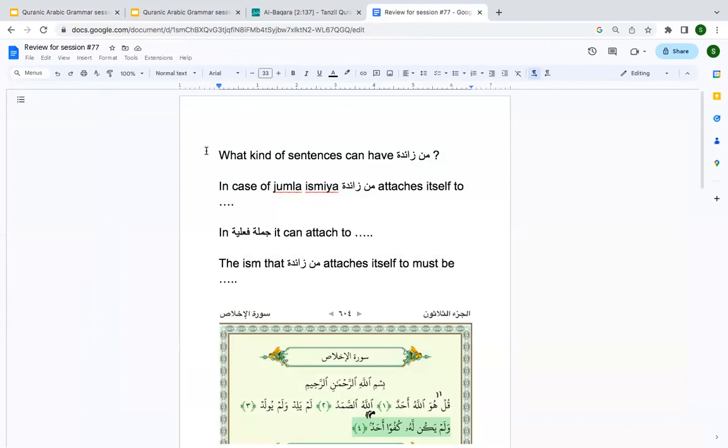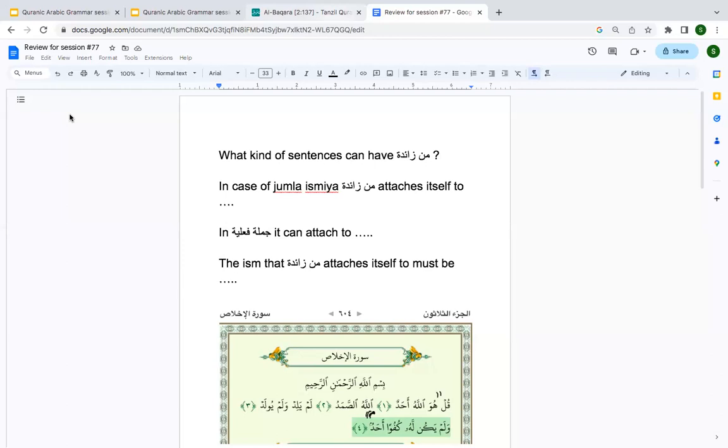So the question that I have right in front of you is, what kind of sentences can have min zaida? Can anyone tell me what should be in the sentence that I should look for min zaida? Yes, so either the question sentence, right? It can be found in both jumla ismiya and jumla feiliya. But in both cases, the number one answer is that I will look for min zaida in a sentence that is a question sentence, jumla istifhamiya, or a negation, right?